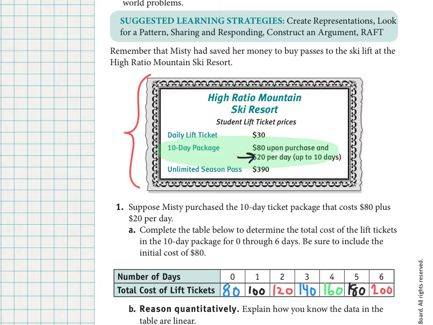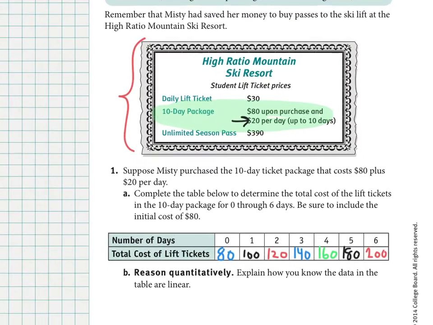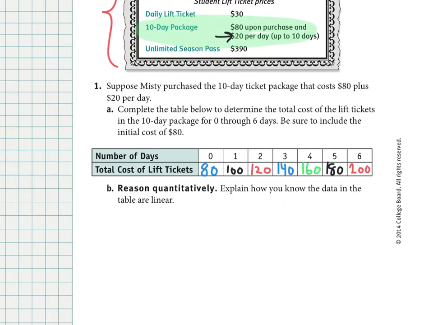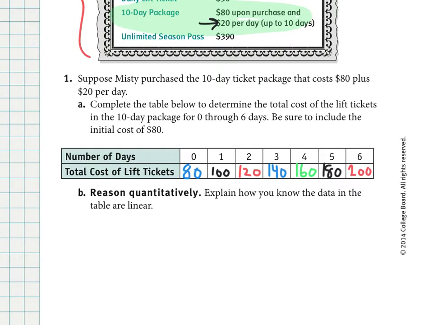Okay, so can we explain how we know that the data in this table is going to be linear? If we think about the last section, to be linear, we need to have this constant rate of change. If we think about the graph, this is going to be the number of days, 1, 2, 3, 4, 5, 6, and so on, and then the cost over here. For something to be a linear function, it needs to have this constant rate of change, which we learned in the previous section was called the slope. In other words, it's going up the same amount each time.